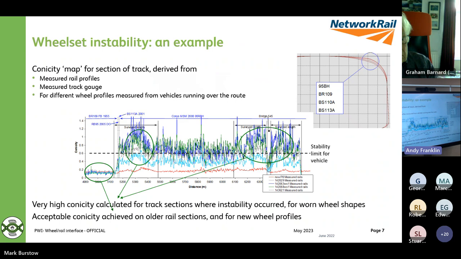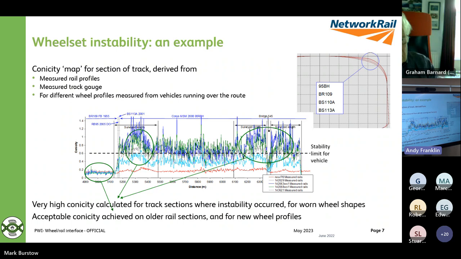And to help understand what happened, so we went down. This is a conicity map of this particular site. The vehicle in this case was actually traveling from right to left. Remembering the conicity is a function of the geometric interaction between the wheel and the rail, it depends on the wheel profile, the rail profile, and also the track gauge. Because obviously, as you move the two rails apart, you're going to change where the contact point is on the wheel, which means you're going to change that effective cone angle.